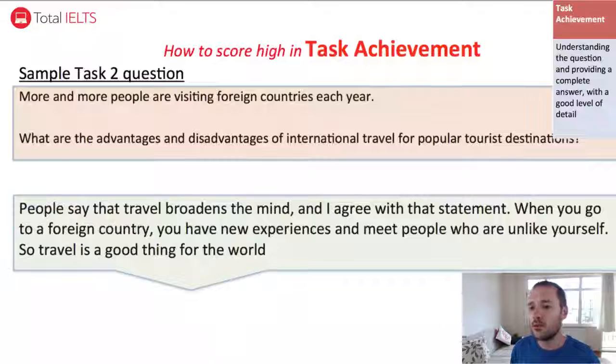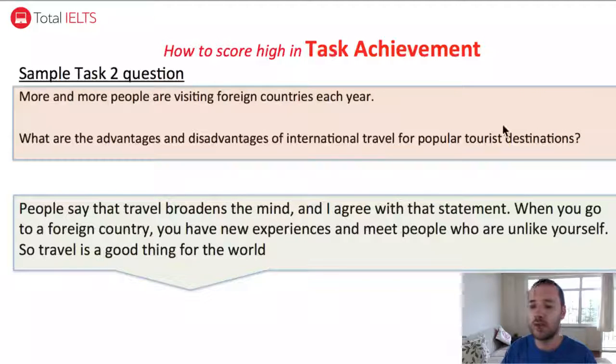Vocabulary is okay. But this particular candidate spoke about the effects of travel on tourists rather than the effects on the actual tourist destinations. So in this particular case, the candidate would have scored low in task achievement. Okay? So that just gives you an example. The candidate also spoke about advantages and didn't speak about disadvantages. But of course, this is only a short extract from an answer.